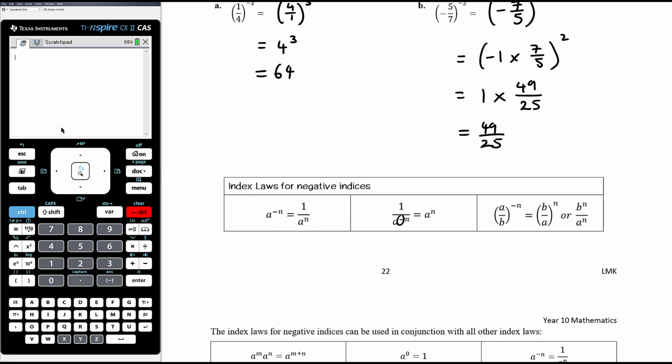Here, the negative in the denominator is telling you you're on the wrong side of the fraction. You should be in the numerator, and you should be positive. So you end up being a to the n over 1, which is just a to the n.